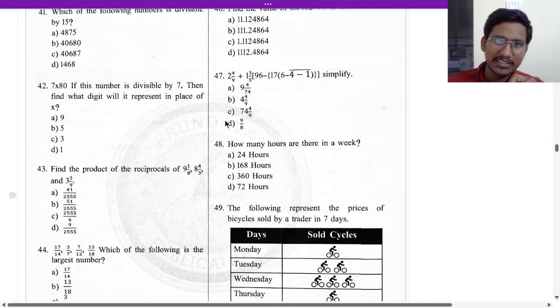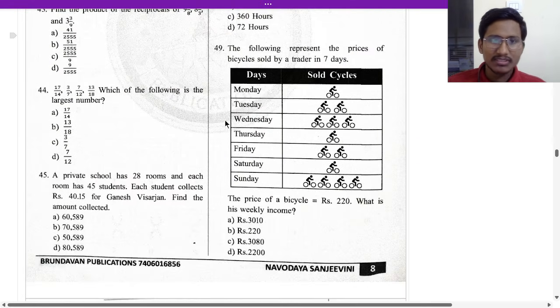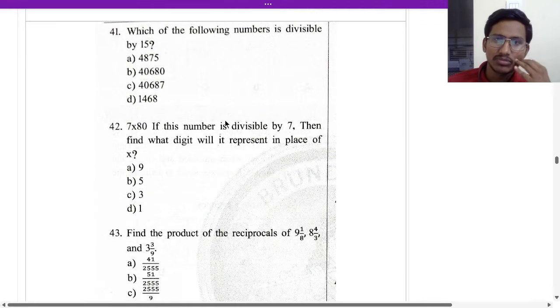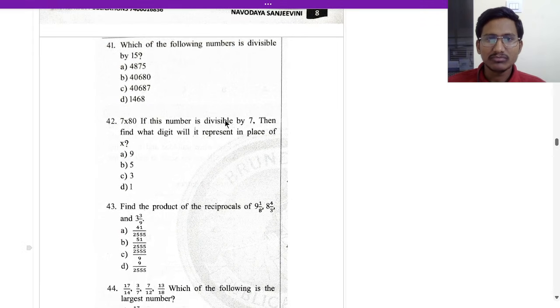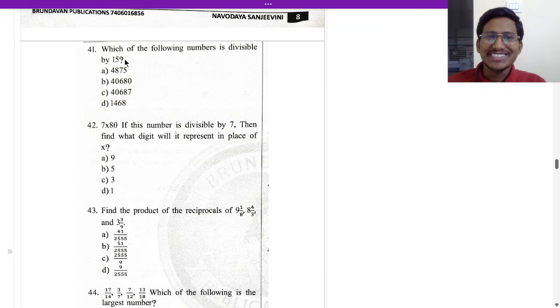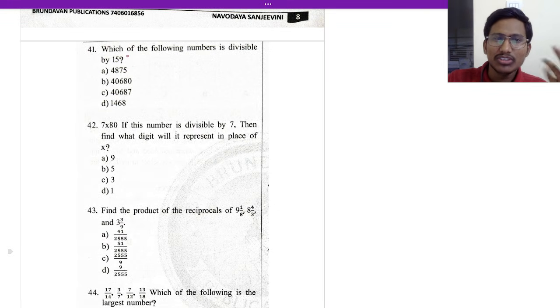Now let us do Section 2. Section 2 mathematics. So here I will solve the questions one by one. Question 41. Which of the following numbers is divisible by 15? So go with the options. 15 is 3 times 5, so the last digit should be 5 or 0. So C and D are not possible. Only A and B we have to see.